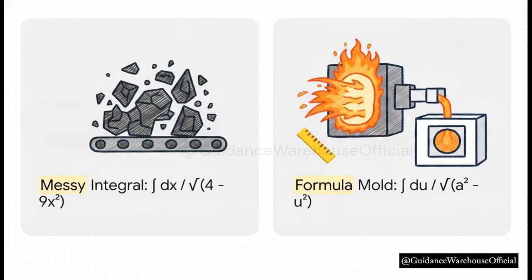Let's actually connect this to real life for a second, so it's a bit easier to visualize. Think of these formulas as manufacturing molds in a giant factory. We have a clean, perfectly shaped formula mold for inverse sine. But out in the real world, problems don't look that perfect. We usually encounter raw, unshaped metal, what I call a messy integral, like the integral of dx over the square root of 4 minus 9x squared. Our job is to use a mathematical furnace, which is U substitution, to melt that messy problem down and pour it perfectly into our formula mold. Once it fits the mold perfectly, the answer literally just pops right out.